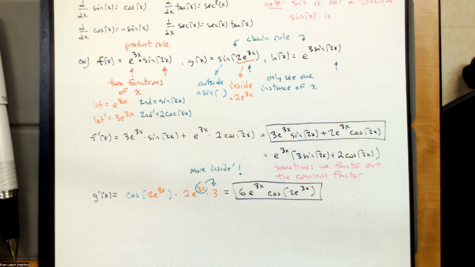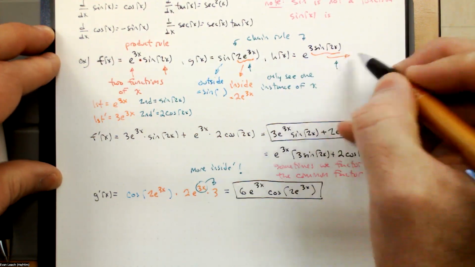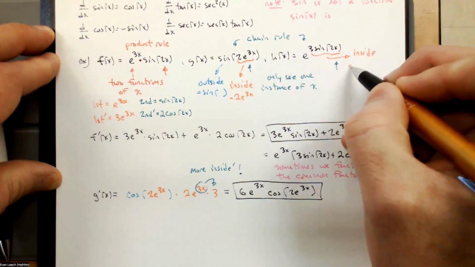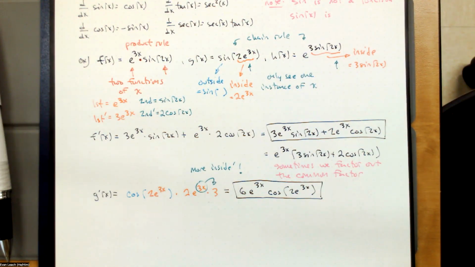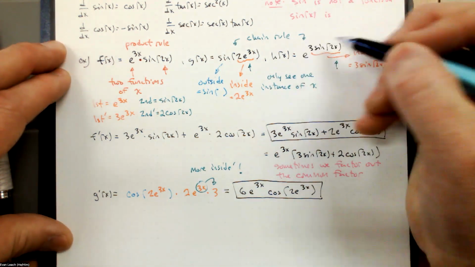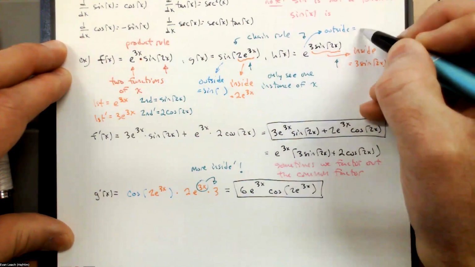In the next problem, I just switched the order. The inside is going to be 3 sine of 2x, and then the outside function is the e to the x. So here, inside, we want to notice that our inside function has more inside it, because it's not just 3 sine of x, it's 3 sine of 2x. Constant multiples as inside functions, that's got to be trivial to us at this point in our mathematical careers. And our outside function is e to the stuff.